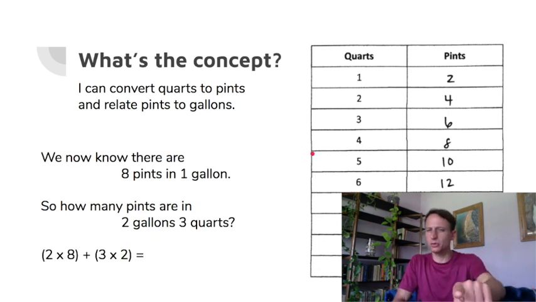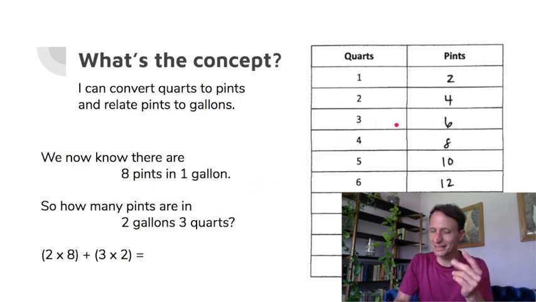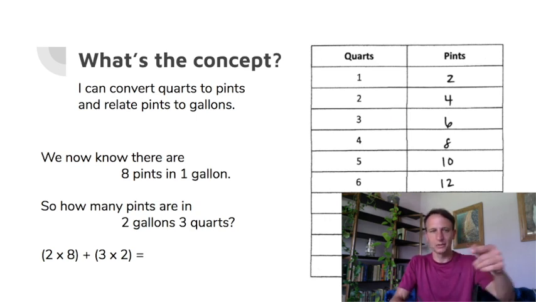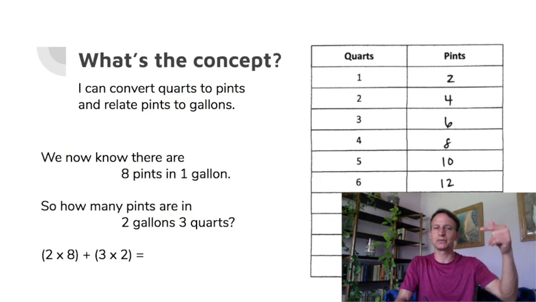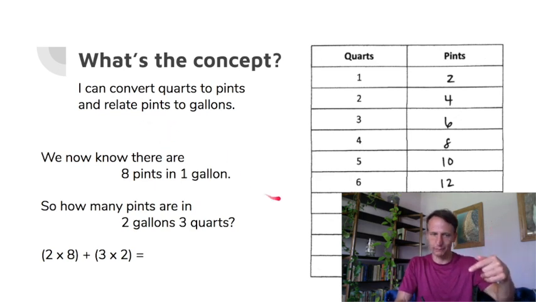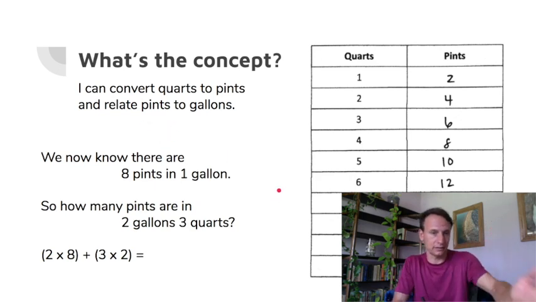And then those quarts, those are quarts though. So 3 quarts times 2 pints in a quart. So you see what's going on here? It starts to get a little complicated because we're using 2 different conversion factors. We're saying 8 pints in a gallon, but 2 pints in a quart. Okay, then the math is straightforward, right?